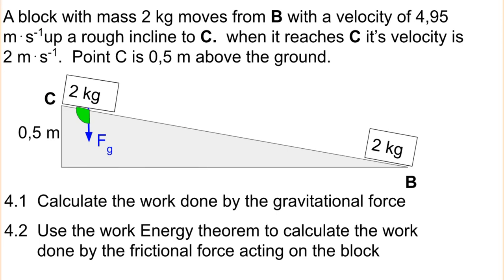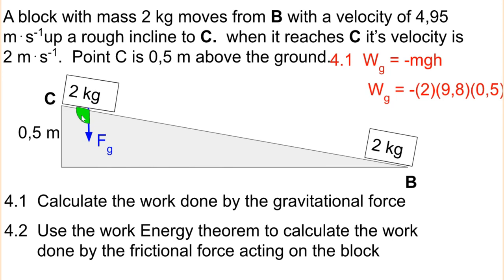So let's calculate the work done by the gravitational force. The direction of motion is going up the hill. So we know our block is moving up the hill. So the angle between the gravitational force and the direction of motion will be greater than 90 degrees as shown here. So we expect that our work done should be a negative number. So we know the work done by the gravitational force is given by negative mass times gravitational acceleration times height. We fill in the values, we get the total as minus 9,8 joule.